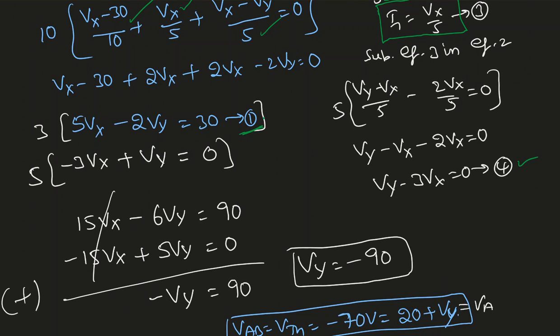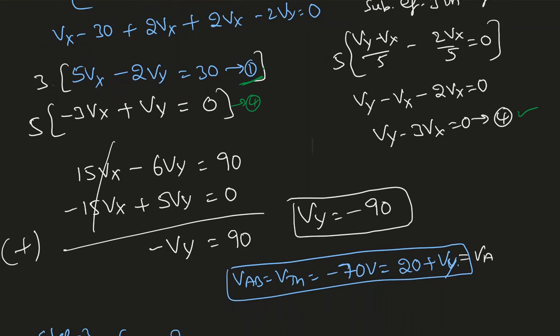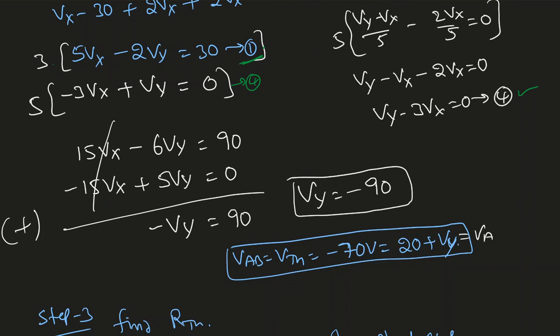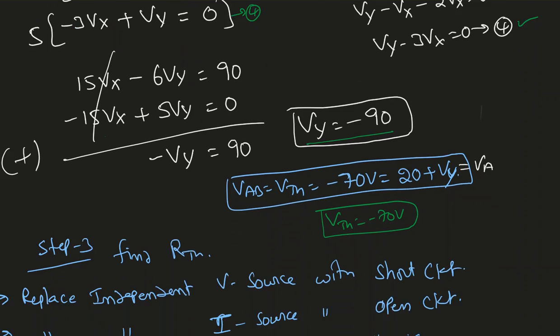What I did here: equation 1, I'm multiplying with 3, and equation 4, I'm multiplying with 5. That way the Vx component gets cancelled out, and we end up with Vy equals minus 90. Our goal is finding VAB, which is Vthevenin, which equals 20 plus Vy. So 20 minus 90 will give me minus 70 volts. So my Vthevenin equals minus 70 volts. That's my step 2.